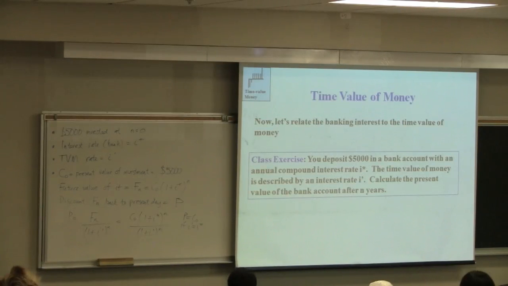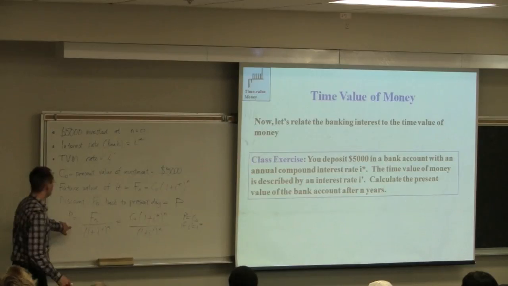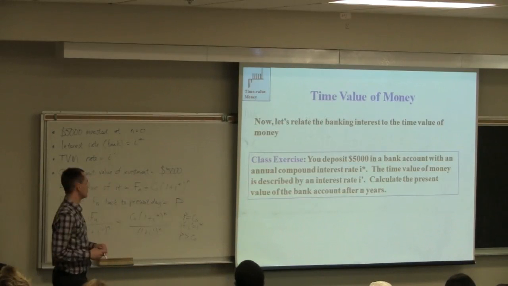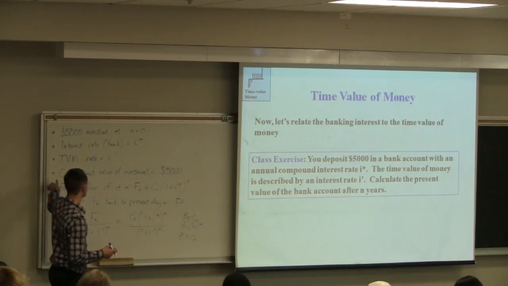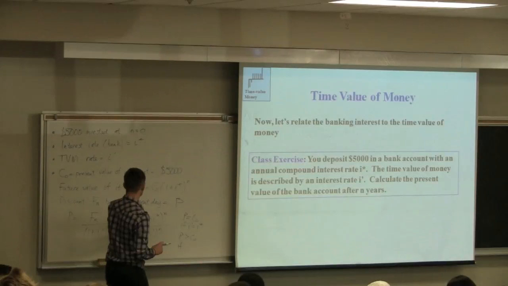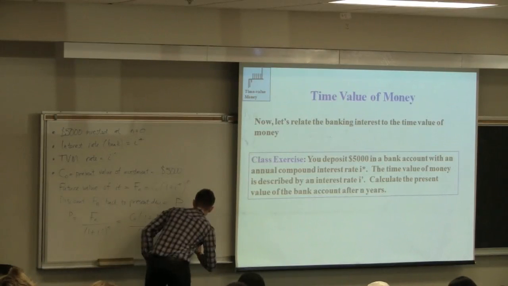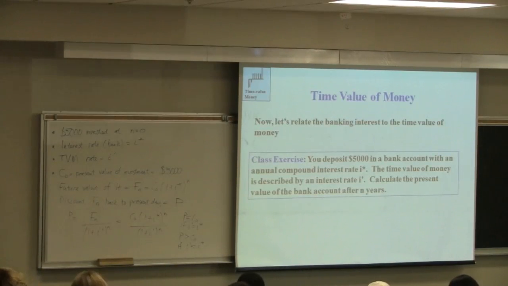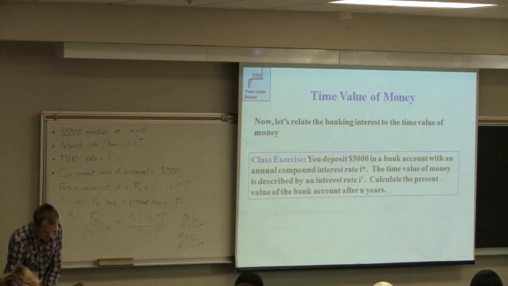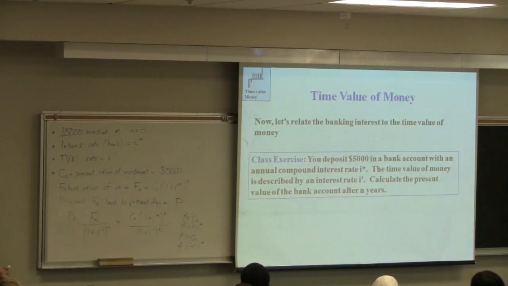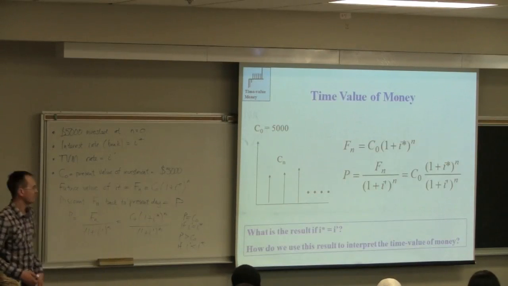And if you want to gain money, it's obvious that you want that numerator. If you want P to exceed C0, so if you want your present day value to be worth more than what you started off with as an investment, then for P to be greater than C0, you would require I dash to be less than I star. Okay, so there's those relationships.